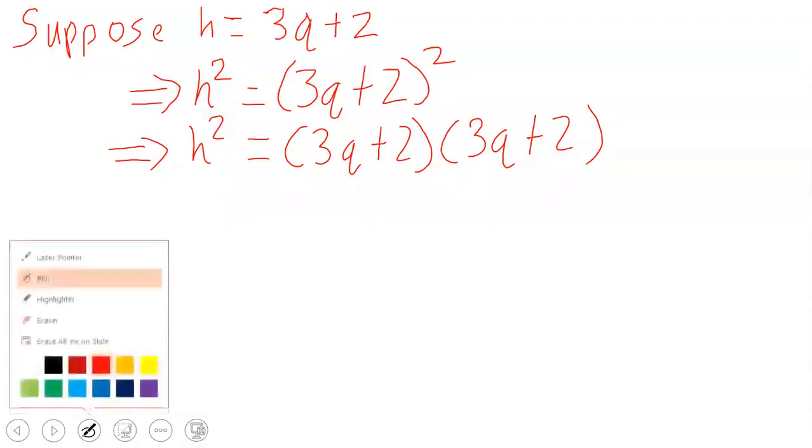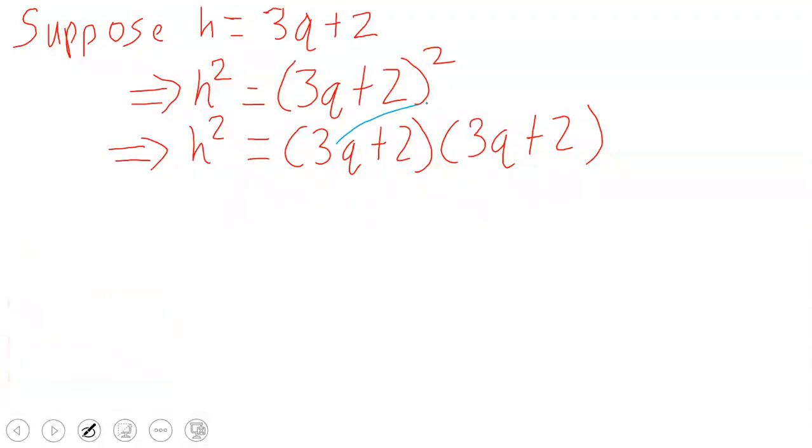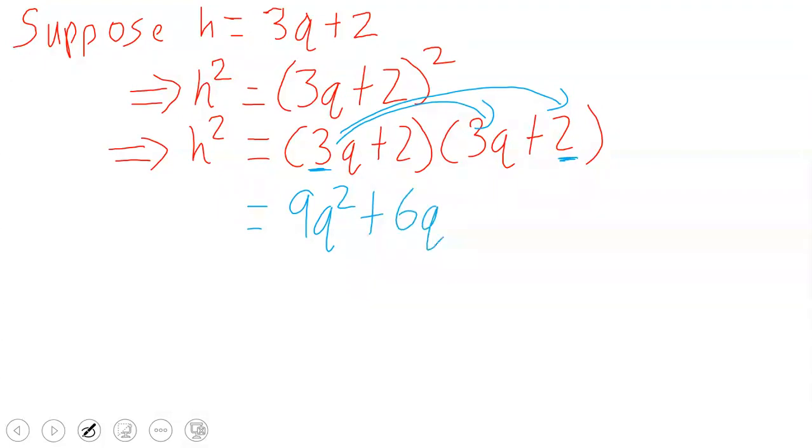Good. Now let's multiply. So we have 3q times 3q. 3q times 3q is what? 9q squared. We saw that already. And 3q times 2 is what? 3 times 2 is 6. So we have what? Plus 6q.